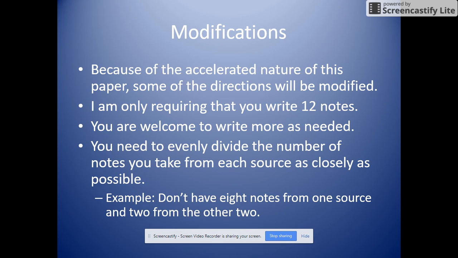And again, one more time, try to keep these even. If you do 5 notes from one source and 3 from another, I won't get too bent out of shape, for instance. But I shouldn't see a situation where, like right here, you have 8 notes from one of your sources and like 2 from the other 2. That's a problem. Okay, that's not going to end very well in your paper, very likely.